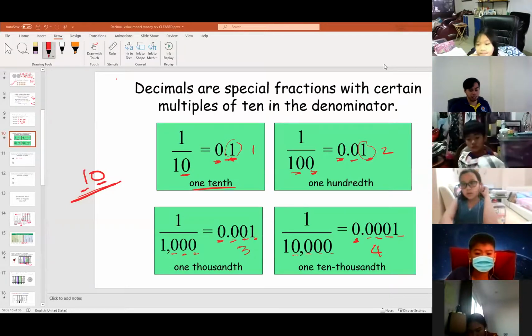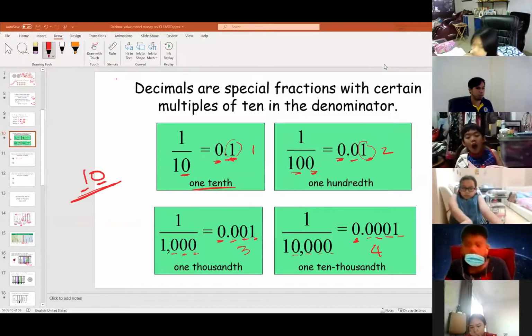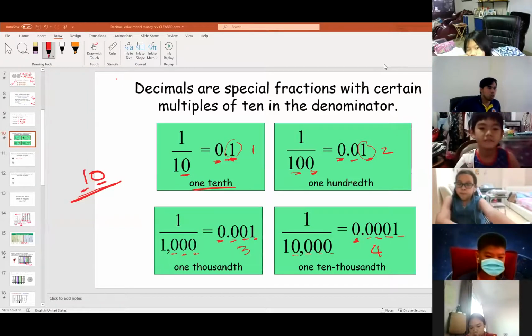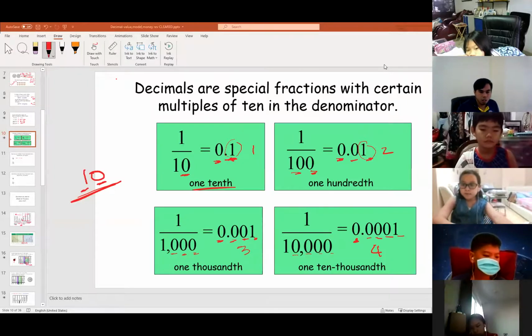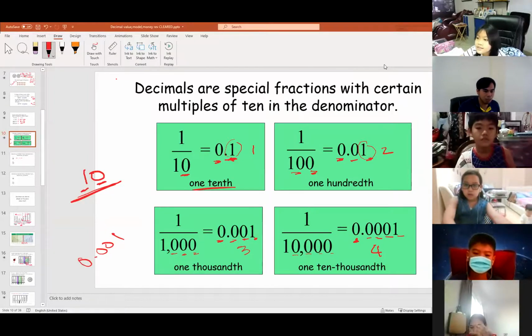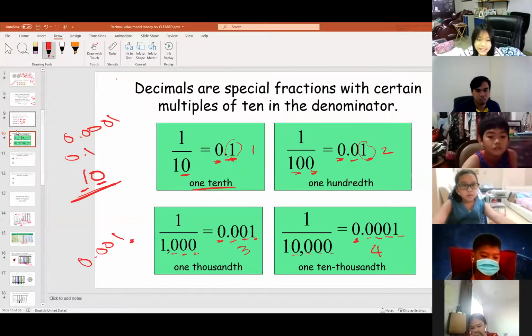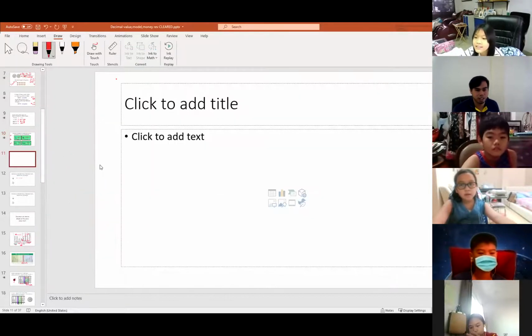And four is ten-thousandths. Okay, let's try to remember that. What place value is 0.001? Thousandths. How about 0.0001? Ten-thousandths. How about 0.1? One-tenth. Let's try again.